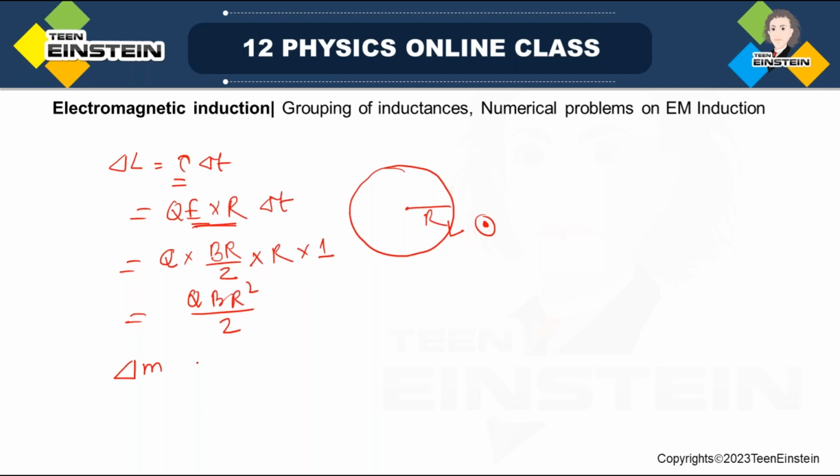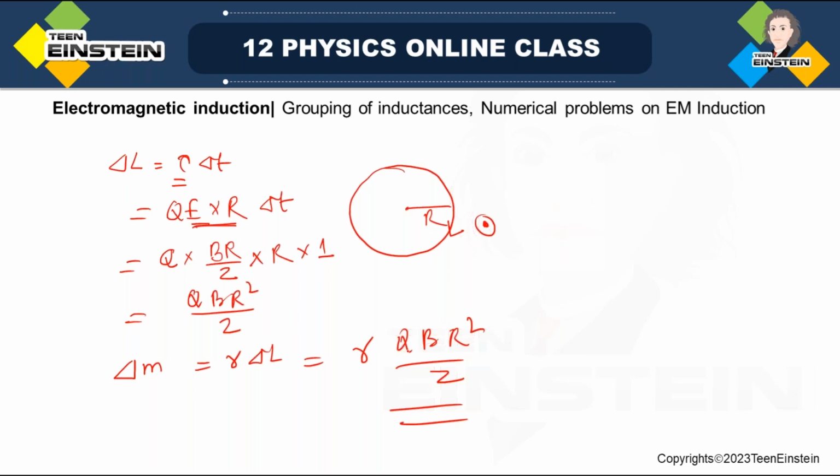And we know delta M, the change in the magnetic moment, is gamma, sorry, not r, gamma, into delta L. We have found delta L. So gamma into q B r square by 2 is the magnitude of the change in the magnetic moment.